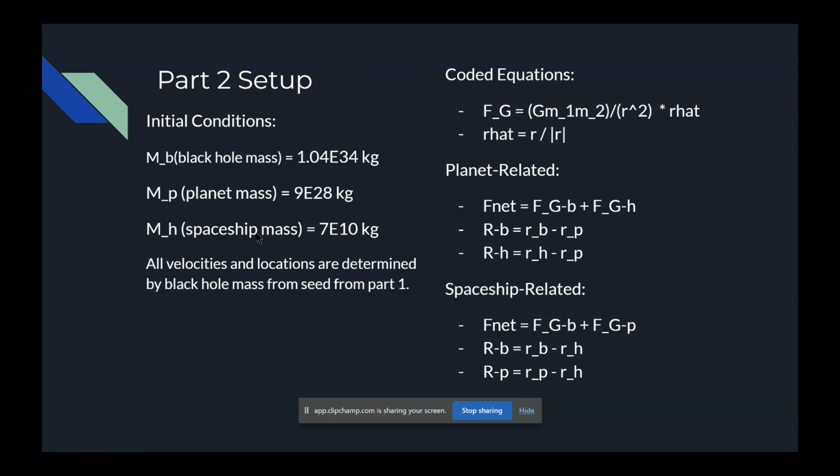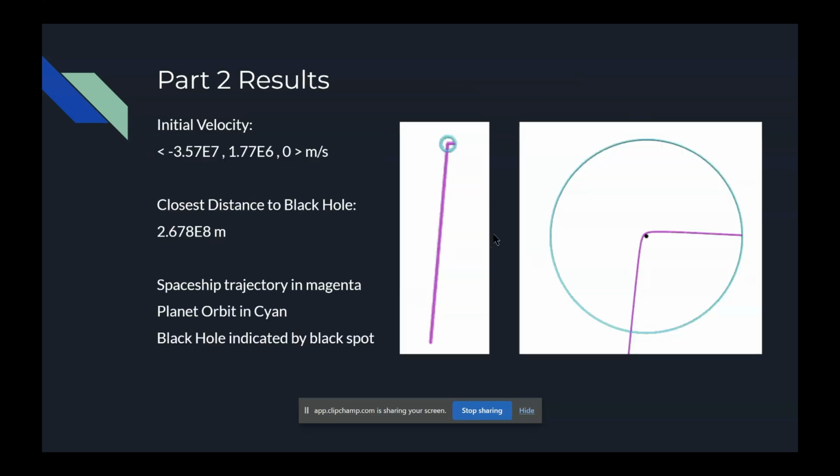For the second part, we have that mass from the first part. We have the planet mass and the spaceship mass, which are given, and you have these equations that are pretty standard. And then you have the planet-related and the spaceship-related forces, the net forces, and then the positions relative to all of the different objects. So the initial velocity, I plugged in a bunch of numbers and I got this, and it gave me this beautiful slingshot around the black hole, which you can see in magenta, and you can see the planet orbiting the black hole in cyan with the black hole right here.